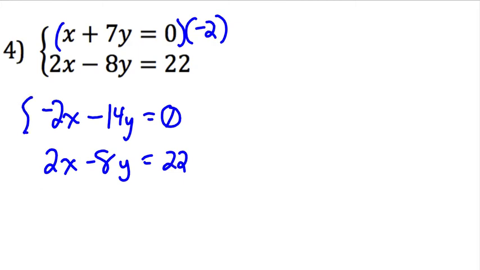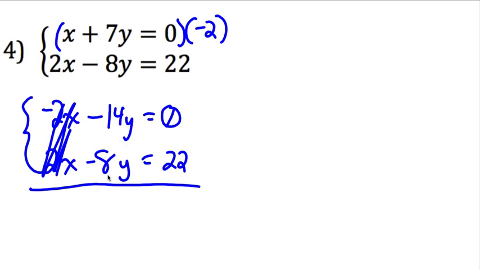There's my new system. And again, before I add any columns, make sure that something will cancel. Negative 2x plus 2x is 0. That cancels. Negative 14y minus 8y is negative 22y. And 0 plus 22 is 22.